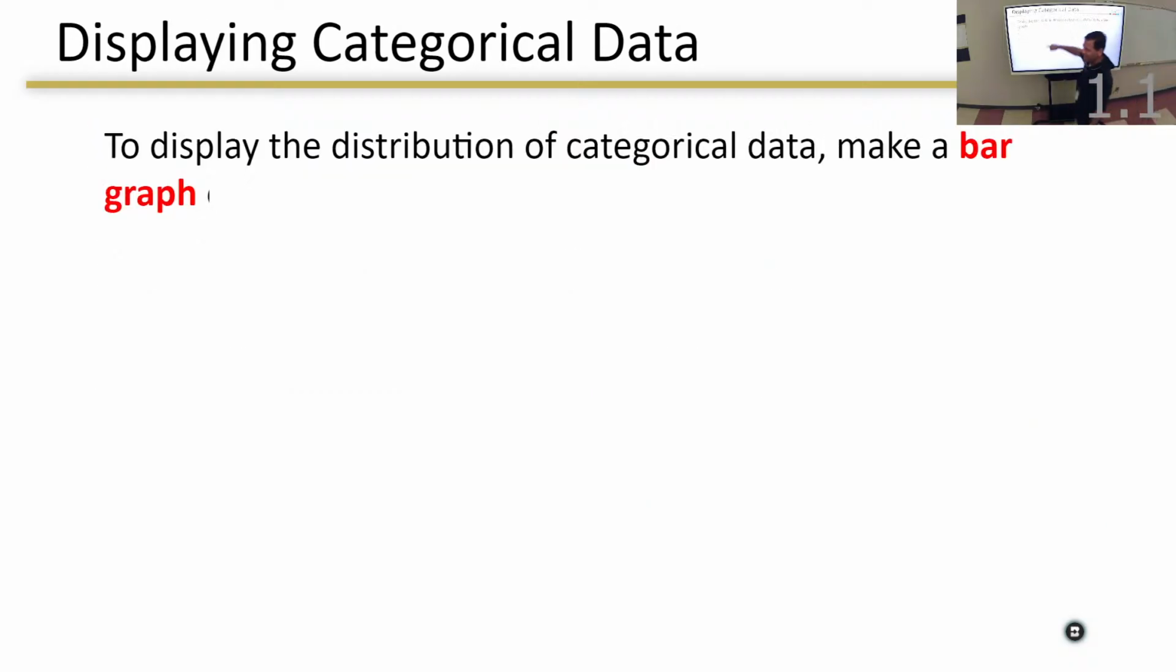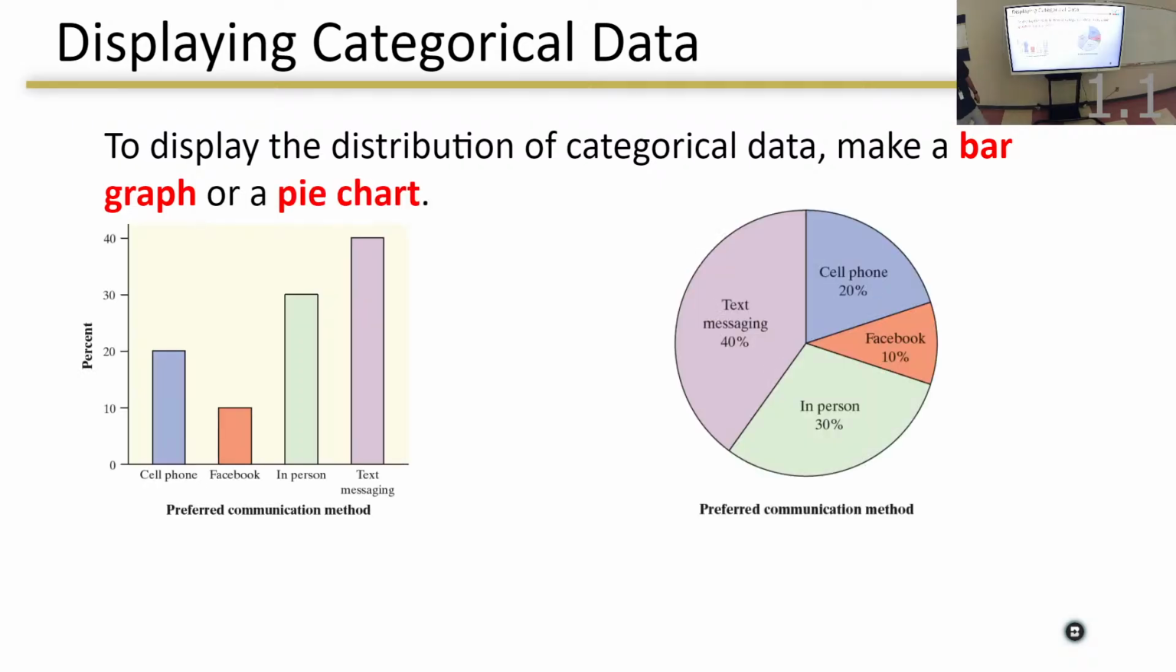To display categorical data, there are 2 ways: a bar graph, or a circle graph, a pie chart. Bar graph or pie chart. That's the only way to display categorical data. It has to be a bar graph or a pie chart.